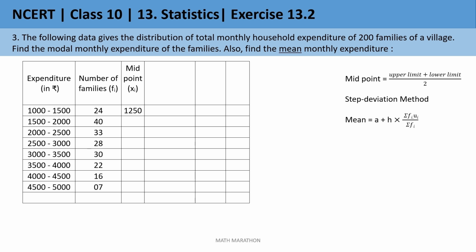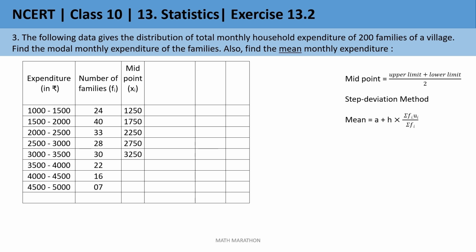1500 plus 1000 is 2500. 2500 divided by 2 is 1250. 2000 plus 1500 is 3500. 3500 divided by 2 is 1750. 2500 plus 2000 is 4500. 4500 divided by 2 is 2250. 3000 plus 2500 is 5500. 5500 divided by 2 is 2750.